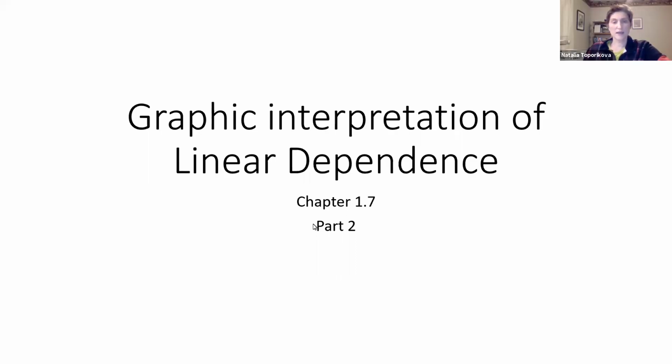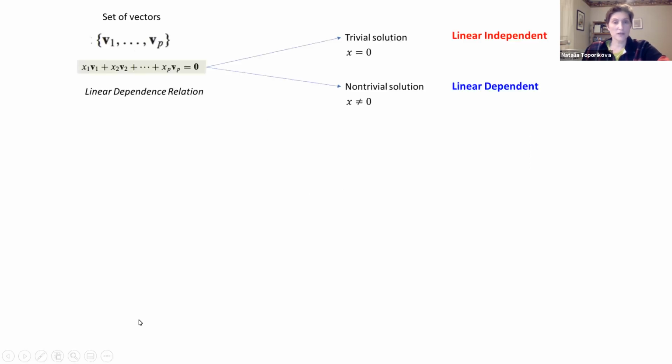Hello, this is the second part of chapter 1.7, and today we'll talk a little bit more about linear independence and how to graphically distinguish linearly dependent and linearly independent vectors. First, let's start from the definition.